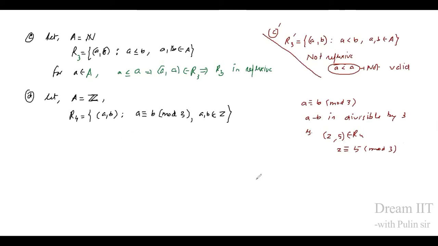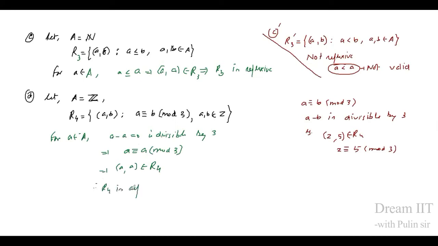So in this case, we can have this as reflexive. Why? For A belongs to capital A, that is Z, what do you say? A minus A is equal to 0. Is it divisible by 3? Obviously, 0 is divisible by every number, so it is divisible by 3. Therefore, I can write that A is congruent to A modulo 3. That means A comma A belongs to R4. Right? So this is reflexive. Therefore, R4 is reflexive. Please remember all this because we are going to come back to this.